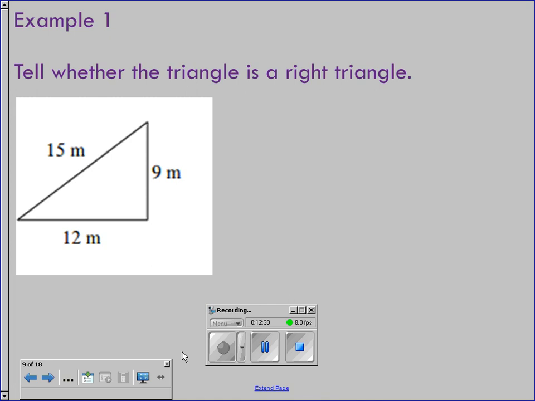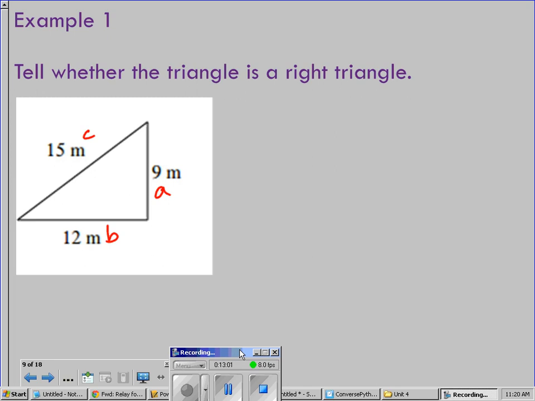So let's go ahead and take a couple of examples. This does not have anything in the corner, so we do not know. There is not a little box in the corner that says it's right. So we have to use the Pythagorean theorem, plug it in to see if it's a right triangle or not. So I'm going to label my sides from least to greatest. A is the least, B is in the middle, C is the greatest, and I'm going to check and see whether or not it's a right triangle.